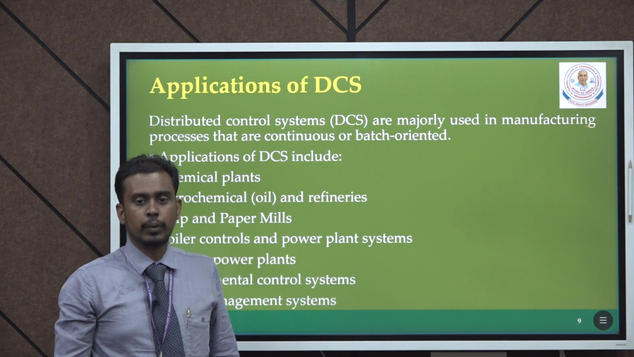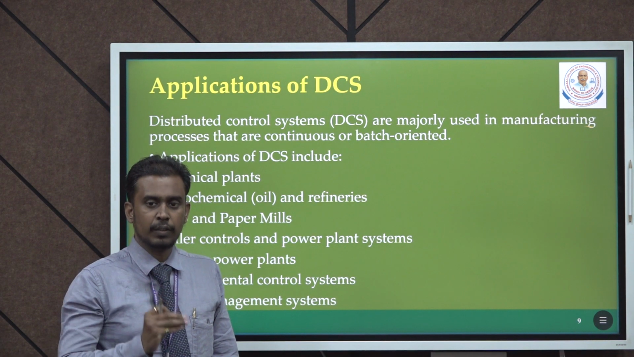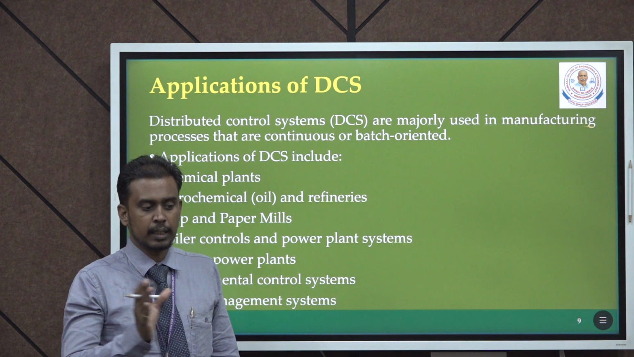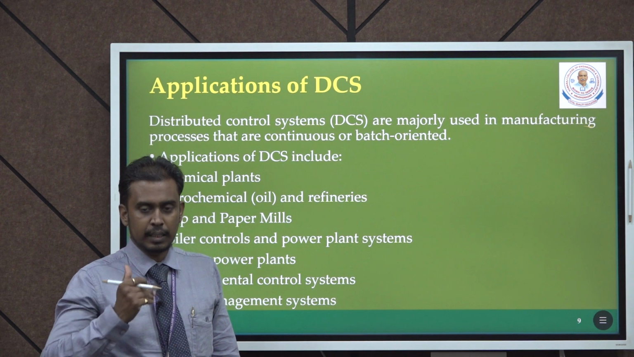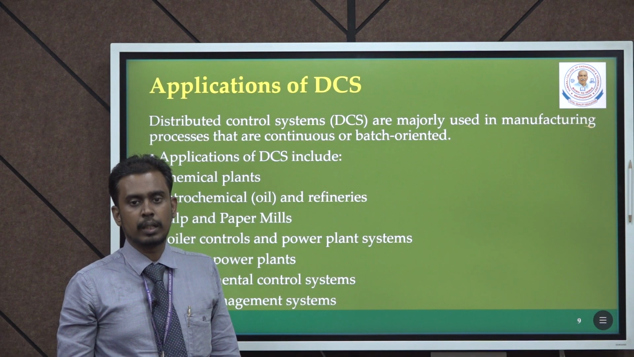So, in this class we have discussed what is meant by a distributed control system, what are the levels of a distributed control system, that is nothing but the structure of DCS. Later we have discussed the advantages and applications of distributed control systems.